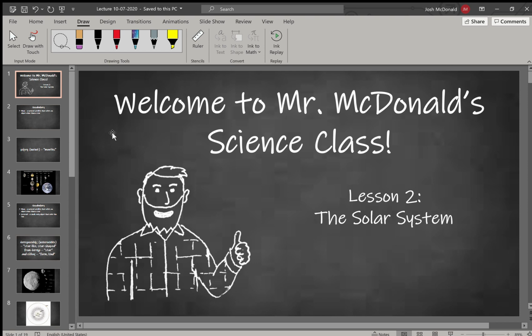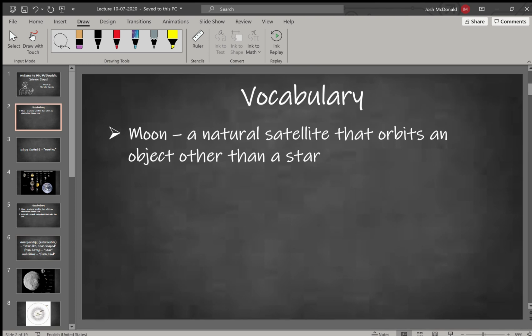So let's get started. Let's talk about moons. So a moon, not just our moon, but a moon in general, is a natural satellite that orbits an object other than a star. So as we had mentioned yesterday in playing our game, is it a planet? If an object is not orbiting the sun, then it is not considered a planet. That was rule number one of the definition of a planet.